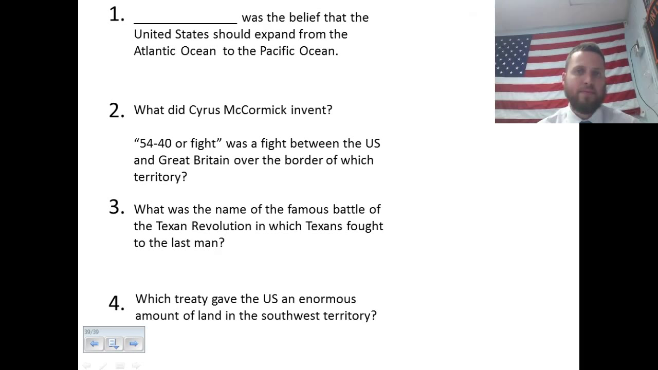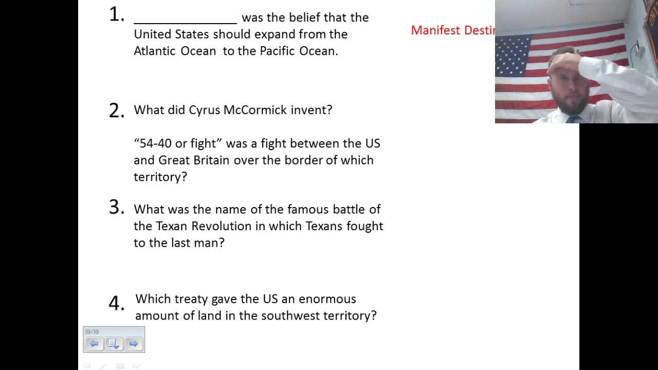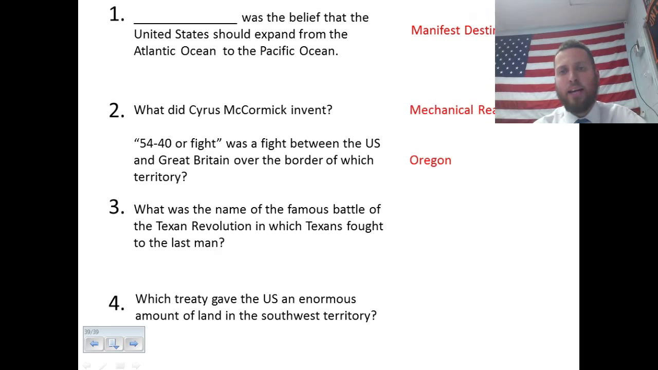You guys ready? Here we go. Number one: blank was the belief that the United States should expand from the Atlantic to the Pacific. That is Manifest Destiny. Number two: what did Cyrus McCormick invent? He invented the mechanical reaper. Part two: 54°40' or fight was a fight between the U.S. and Great Britain over the border of which territory? That would be Oregon.